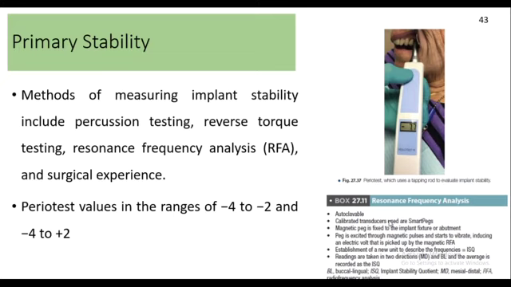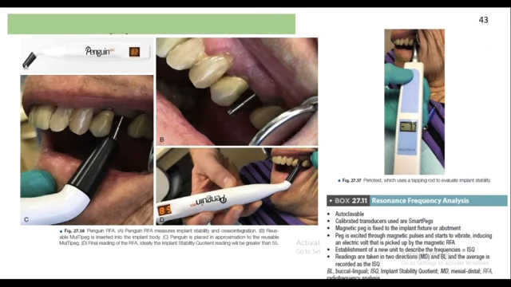These values are the implant stability quotient, which will give you the values of the primary stability. So this resonance frequency transducer is attached to the abutment, and the ISQ value, that is the implant stability quotient, is displayed on the frequency analyzer.